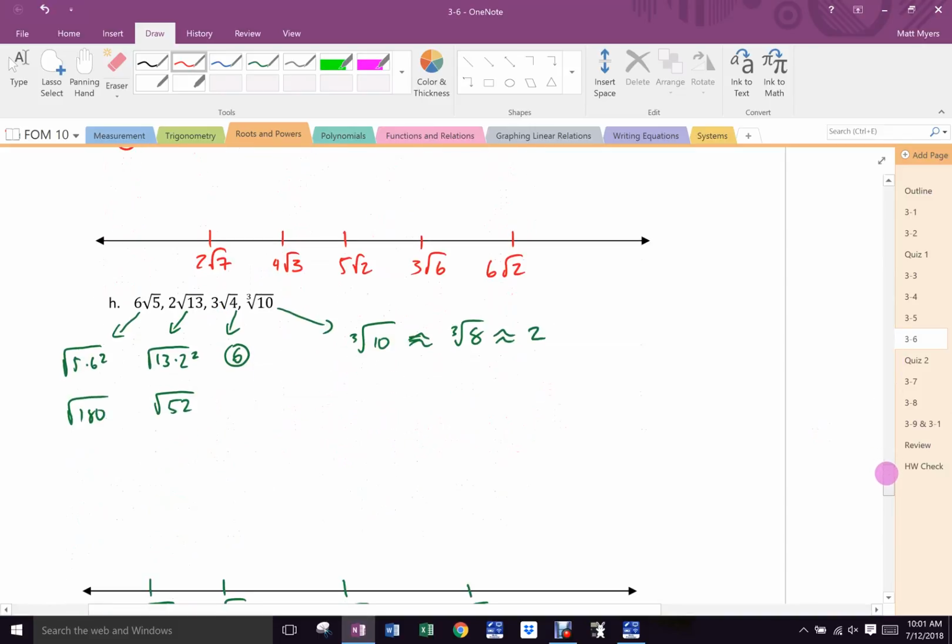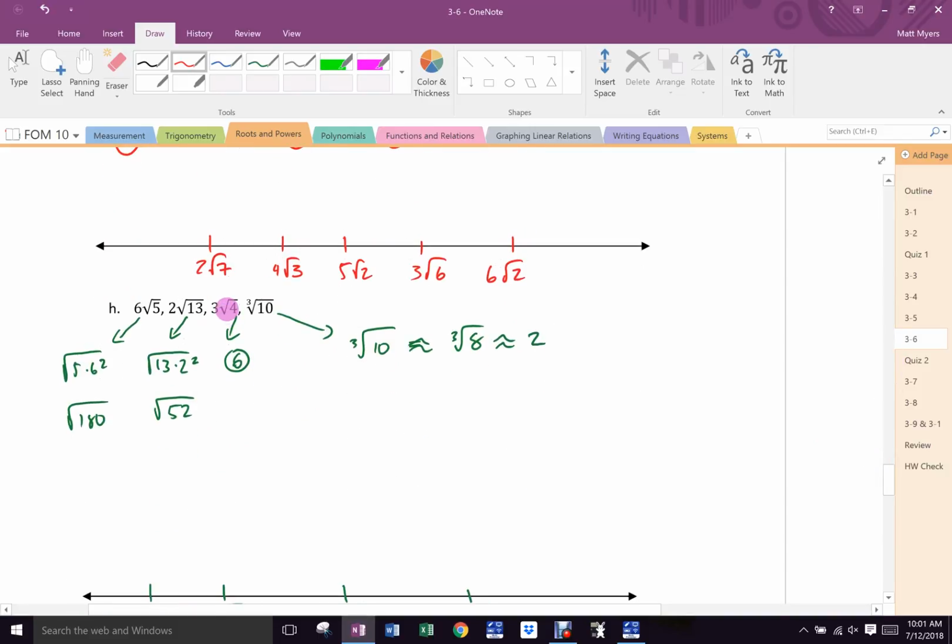Down here, what screwed you up? A couple of things. 1, 3 root 4. What is the square root of 4? 2. 3 times 2 is 6. So this you didn't even need a radical for. This guy, cubed root of 10, is pretty darn close to the cubed root of 8, which is 2. So this guy must be pretty darn close to 2. So that's 2. That's 6.